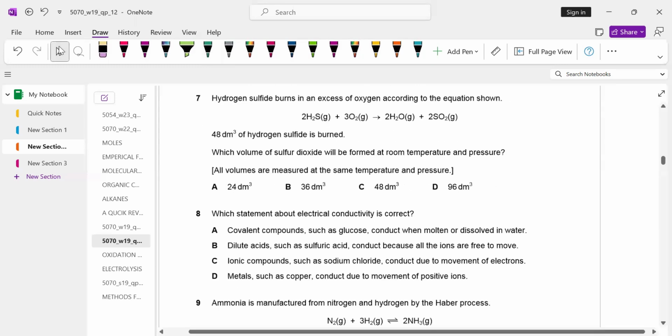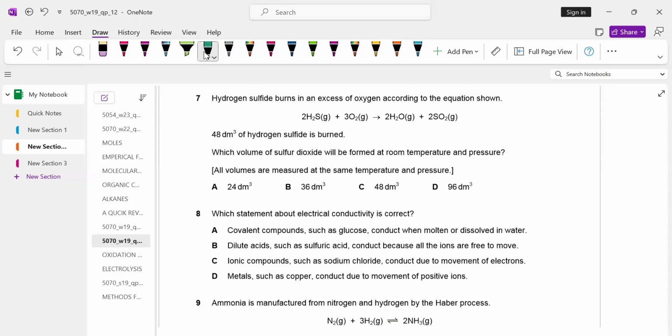Then question number 7. Hydrogen sulfide burns in excess of oxygen according to the equation. The equation is given. 48 dm cube of hydrogen sulfide is burned. Which volume of sulfur dioxide is formed at RTP? That means room temperature and pressure. All the volumes are measured at the same temperature and pressure.